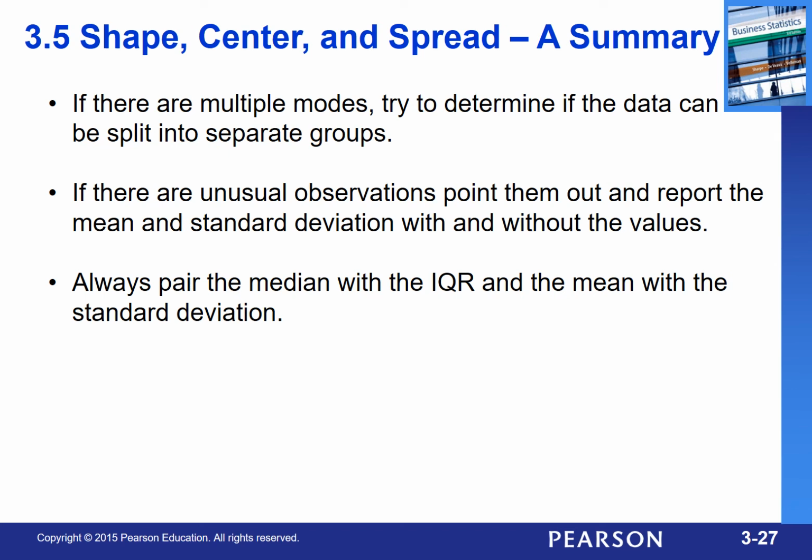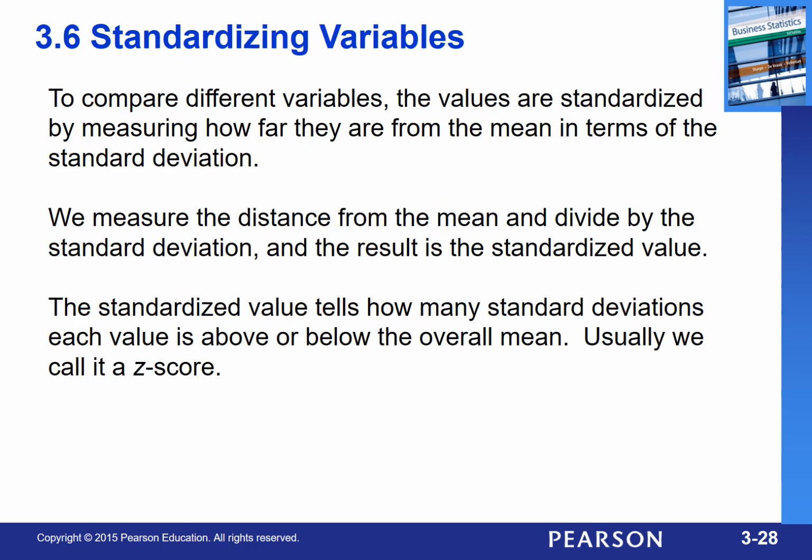Okay, so if there are multiple modes and you're not really sure if you can split the data into groups, so if you have no characteristics that you might be able to separate them out by, or if you have unusual observations, I would say use the median and the IQR if you're not sure. And if you think it looks like it has some symmetry, you can probably get away with the mean and the standard deviation, but hedge your bets. If you're not sure, you can do all of them when it comes to describing them.